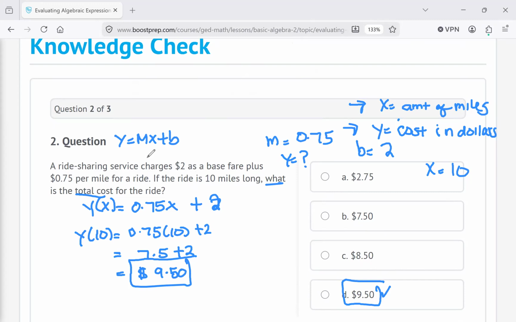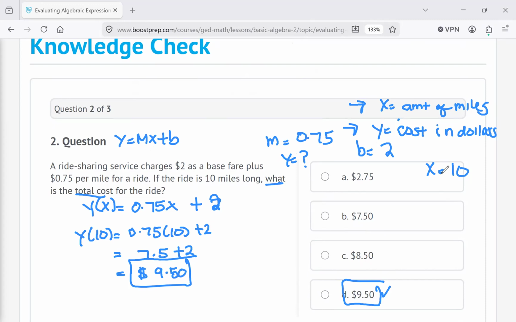Figure out what equation you're going to use. We're going to use y equals mx plus b. Figure out your variables. X is the amount of miles, so y is the cost in dollars. Fill in additional information. Our slope is 0.75, my b is 2, and it tells us an x value of 10.